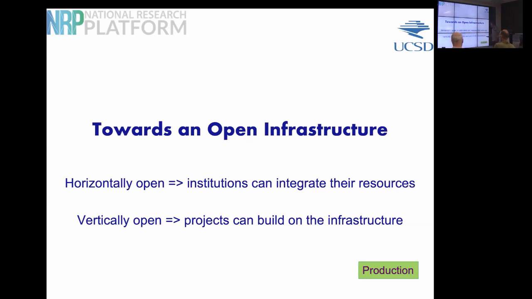Vertically open means projects can build on the infrastructure. If you think about it, Kubernetes and container deployments is not just technically different, but it's qualitatively totally different from what you're dealing with when you have a Slurm cluster. On a traditional Slurm cluster, only the crazy people deploy services with Slurm, because it's just hard, right? Whereas everybody, including industry, deploys services by a container deployment mechanism like Kubernetes. And so vertical openness has become possible, just like horizontal openness has been possible. And I'll talk about how we combine these two as a production infrastructure today.